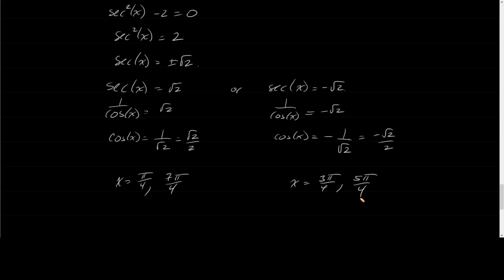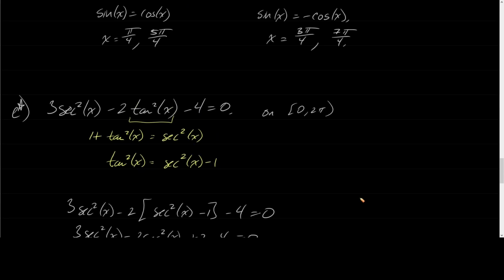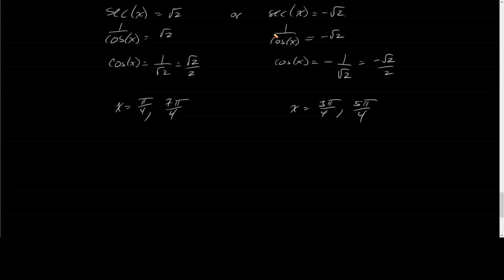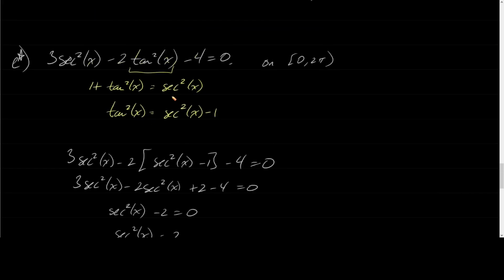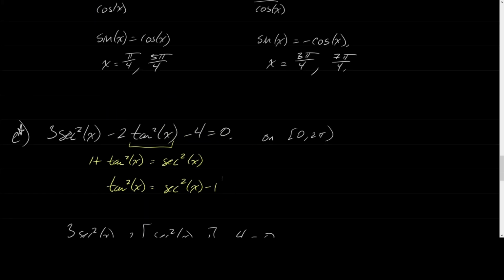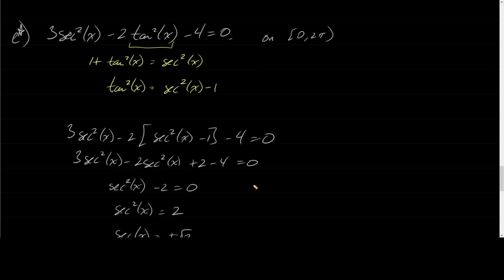All right, so you'll notice there that we got the same exact solutions as before. Pretty much all the odd numerators of pi over 4: 1, 3, 5, and 7. So my point here is it doesn't matter which way you go as far as using an identity, as long as you're consistent all the way through. All right, so that was E.